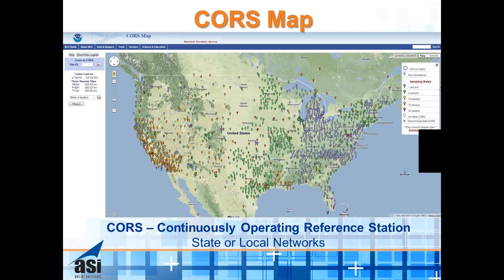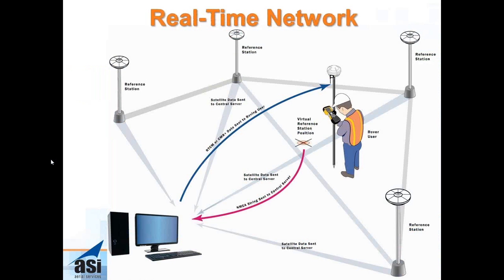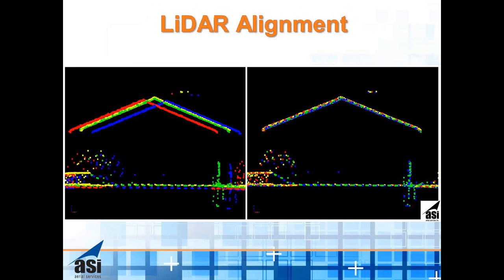When we do the control, either we can set up control or we can use or tie into one of these CORS, which is a continuous referencing station. We can also set up a real-time network, so we're able to get the assessment, the accuracy that we're looking for. With our LiDAR sensor and proper control, we're able to get anywhere from 2.5 to 4.5 centimeters accuracy.